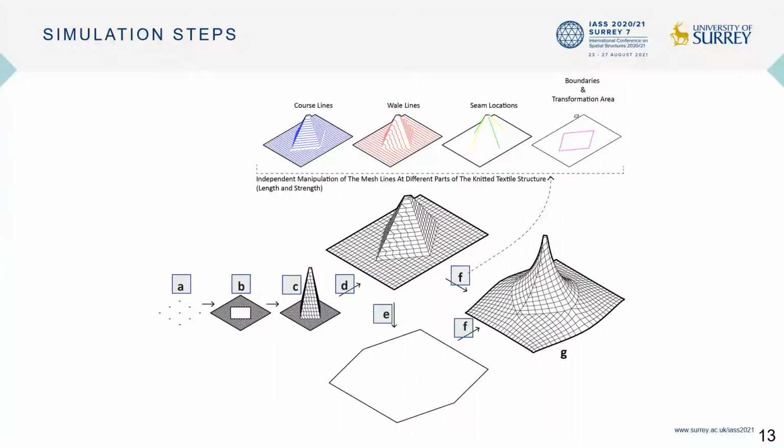At the next step, we first divide the mesh edges in different sections of the model, such as wale and course directions, and input a value for length and strength according to the data obtained from the physical models by iteratively checking the shape, change, and the material. Taking the initial shape and their associated boundary conditions, we can run the simulation and get the final result.